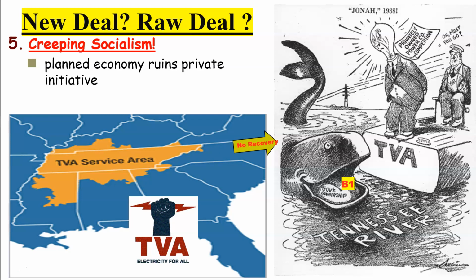Which we're pretty far away from a communist state, that's for sure. But creeping socialism, if we have one program that allows for federal control over the economy and the flow of goods and resources, then it opens up the door to it being taken a step further later on, right? A planned economy ruins private initiative and things like that. It slows down economic growth is the argument, and eventually we'll get to this communist state.